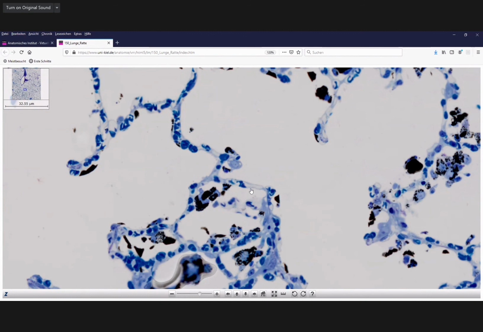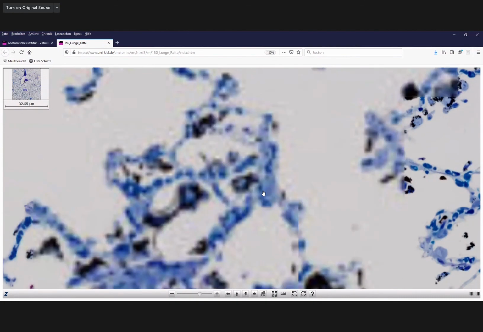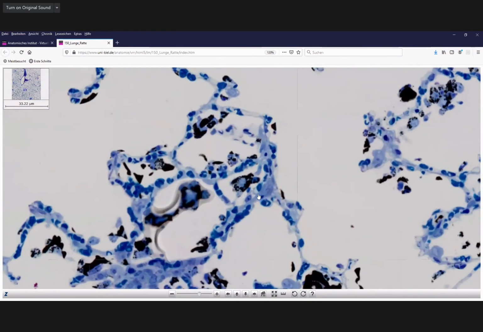Okay, and here's another type 2 cell. And whoops, what is this here? This big guy? Isn't that our macrophage with coal in? This is an alveolar macrophage. Exactly. You can see the nucleus here in the center of the cell. And then you can see all these dots here. These are phagosomes with coal particles. Okay.